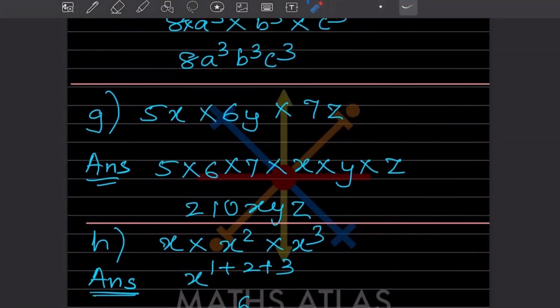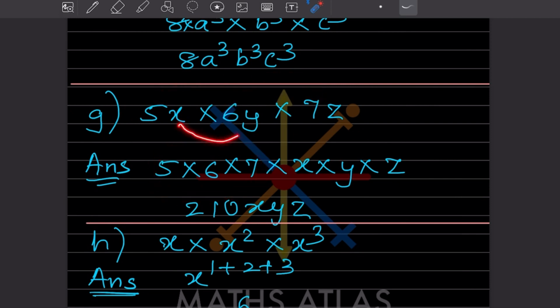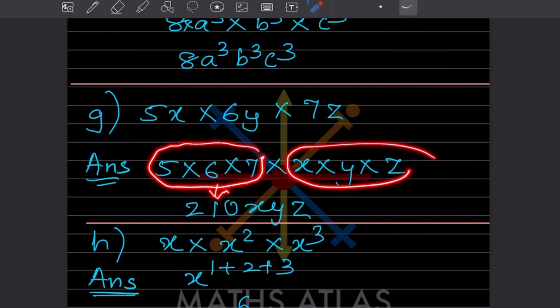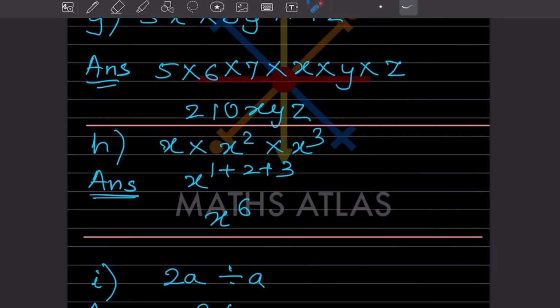So again, what will we do here? We will take the coefficients together, that is 5, 6 and 7. Then we'll take the variables x, y and z, x, y and z. So first thing we'll multiply the coefficients. So what is that? This is going to be 210. And this x, y, z together, that is 210 x, y, z. So now the next one.